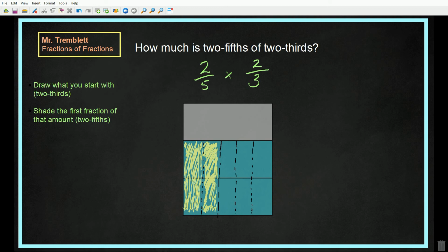So our last step is to interpret our answer. So we're looking at how much we have here in yellow. So if we kept 2/5 of 2/3, I can see, using these division lines still here, I've got 1, 2, 3, 4 pieces shaded here. So I know that my answer is going to have a 4 in the numerator.